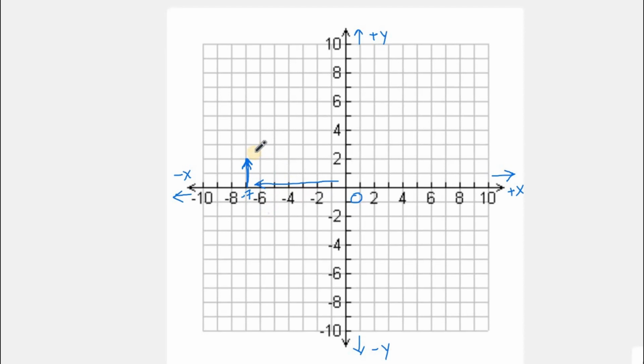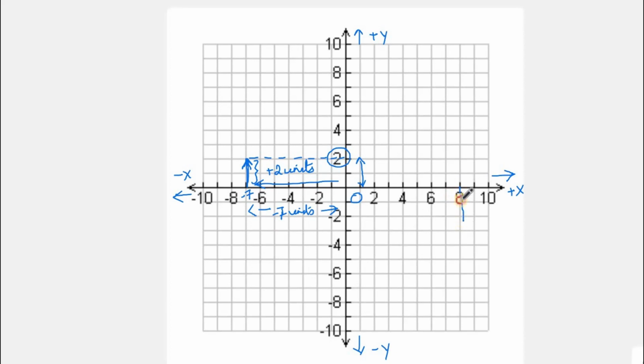Now to measure its height, we draw a perpendicular from this tip to the positive y-axis. The height of the object would be this length from the origin along the positive y-axis, so its height would be positive. Here we can see it's 2. So the height of this object is plus 2 units, and its distance is minus 7 units.